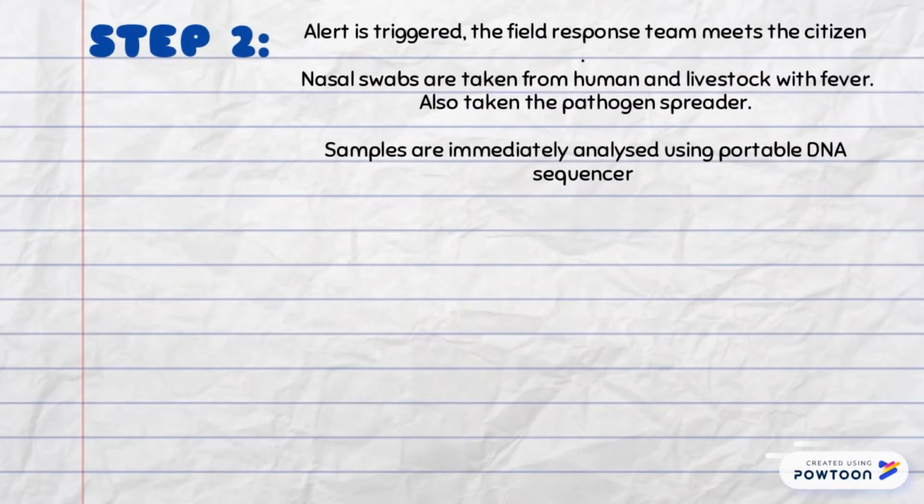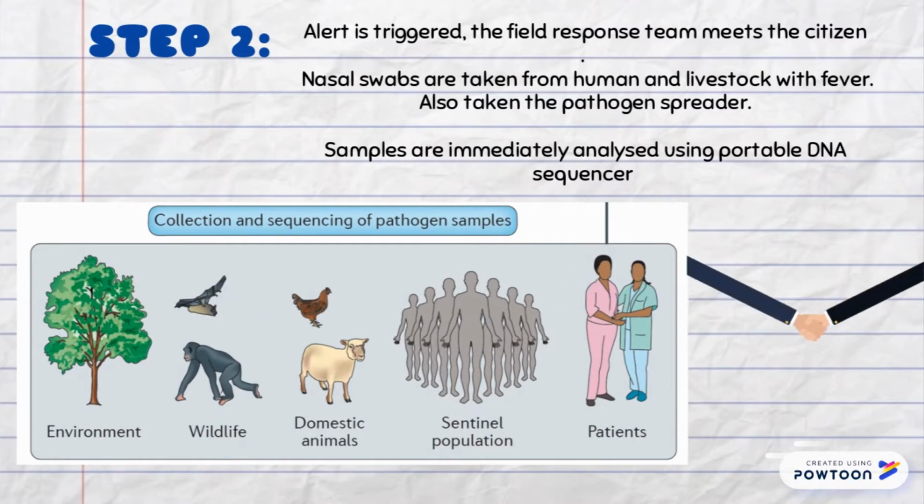Step 2. An alert is triggered. The field response teams meet the citizens. Nasal swabs are taken from humans and livestock with fever and also from the pathogen spreader. After that, samples are immediately analyzed using a portable DNA sequencer.